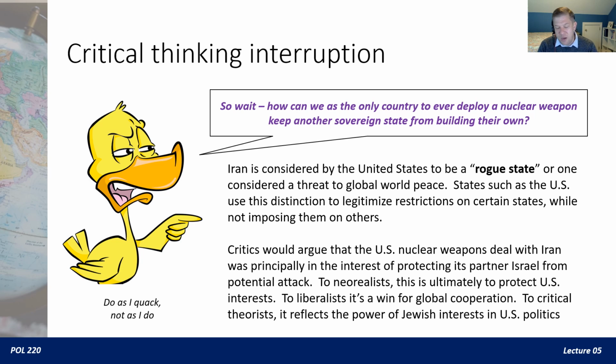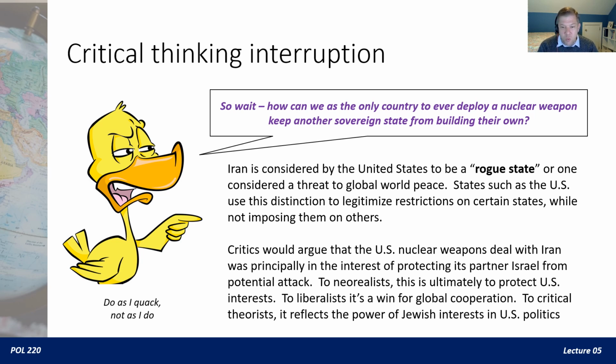And this is said without any sort of judgment. I'm just explaining the situation. Certainly there'll be students in this class that have very distinct opinions, particularly on the relationship between Israel and the other Middle East countries. Critics would argue that the U.S. nuclear weapons deal with Iran is principally in the interest of protecting Israel, because Iran has made considerable threats over time to Israel. And so there is a fear there.